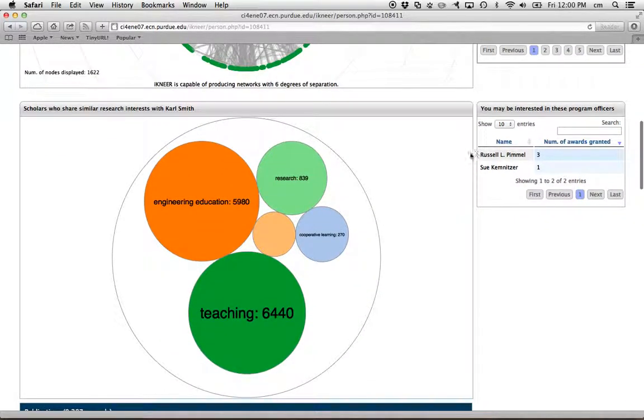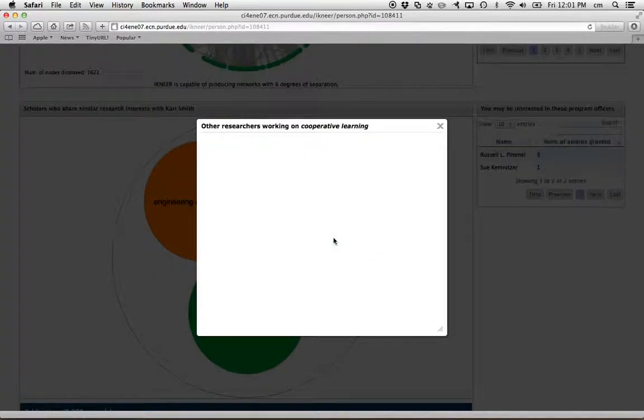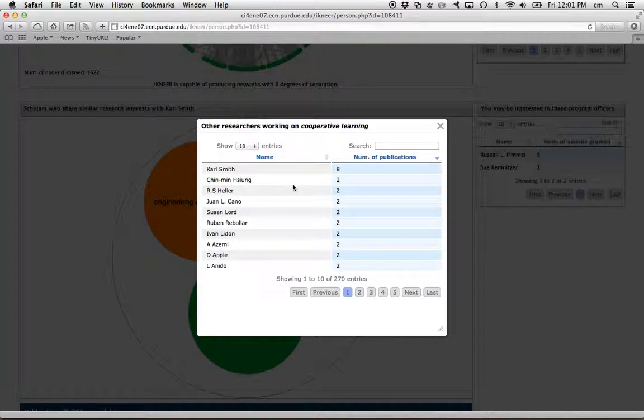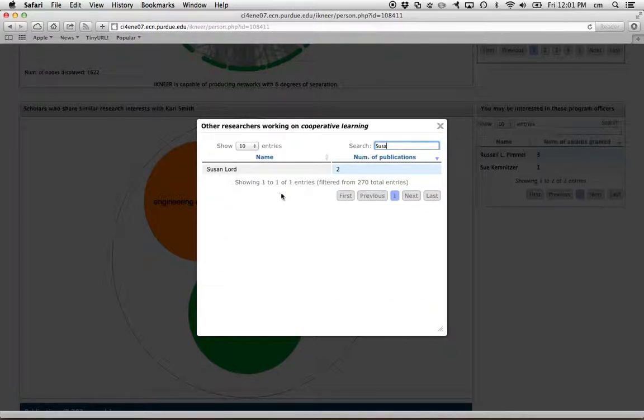Right below that, you see that there are a lot of people working on similar topics. For example, there are 5,900 people working in engineering education, 6,000 people on teaching related things, about 270 people working on cooperative learning. And if you're Carl, you might want to see who these people are. So you can click on that key phrase, and the system will automatically generate for you a list of all the names of people who are working on cooperative learning. This is a searchable list, which means you can search for Susan, and there is Susan Lord, and you can jump to Susan's profile from here.